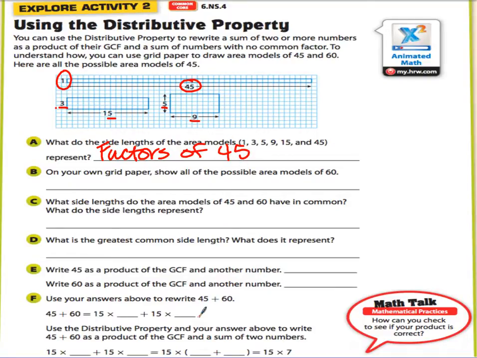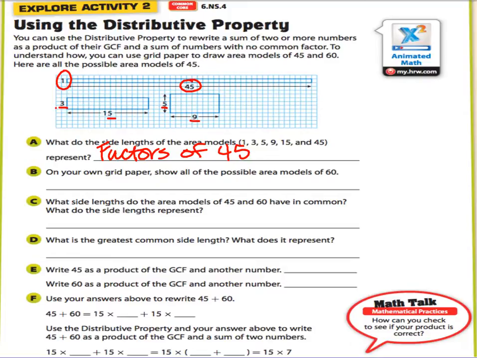So what we did was we took 45 and we broke it into different area models. We said, okay, well, we can make a rectangle that's 5 by 9, 3 by 15, or 1 by 45. And again, each of these numbers has to be a factor of 45 in order for that to work. If it wasn't a factor of 45, we wouldn't be able to select 2. We wouldn't be able to draw it 2 by something because 2 is not a factor of 45.